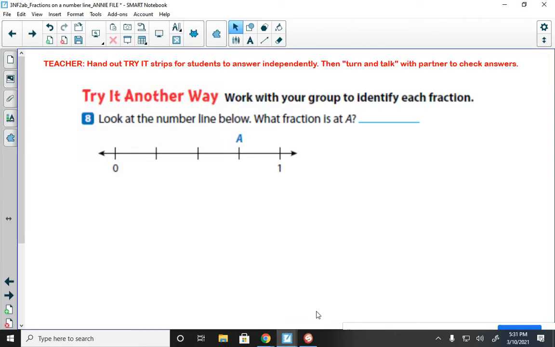So let's look at the number line below. What fraction is at A? I'd like for you to try this by yourself. Remember, you're going to start at 0 and make your jumps to 1 and see how many parts it's been broken up into. And then you can go down below and label, and then you should quickly and easily be able to see where A is located. Again, substitute, if you will, pause the video and give students an opportunity to first work this out by themselves, and they can turn and talk and check answers with a partner, and I'll just verify what the answer should be when you start the video back.